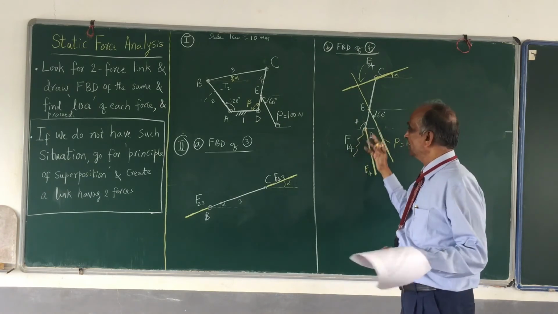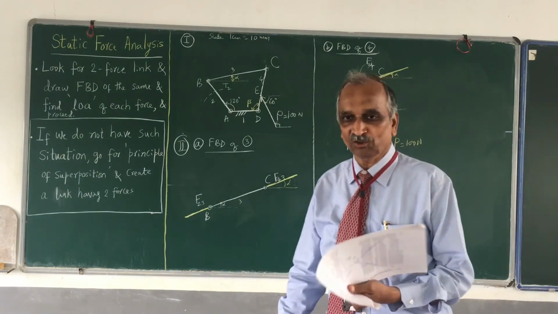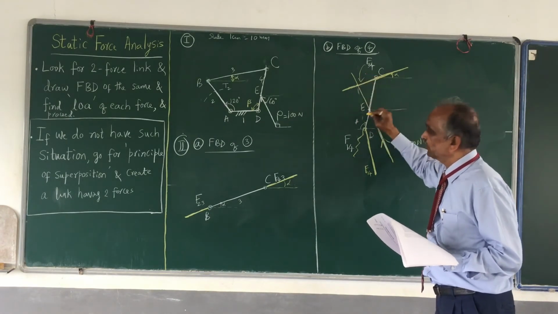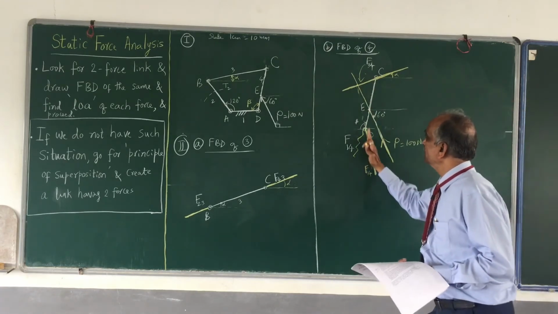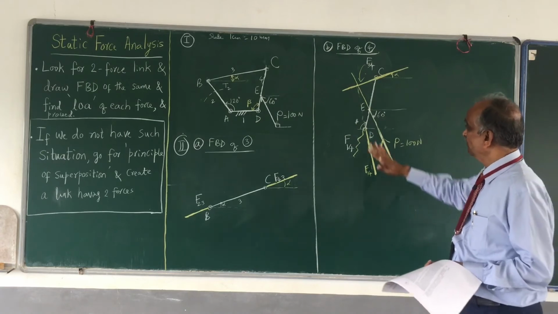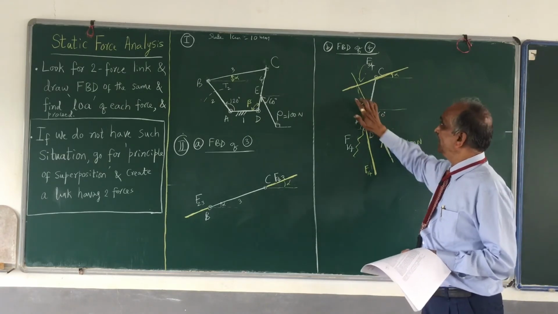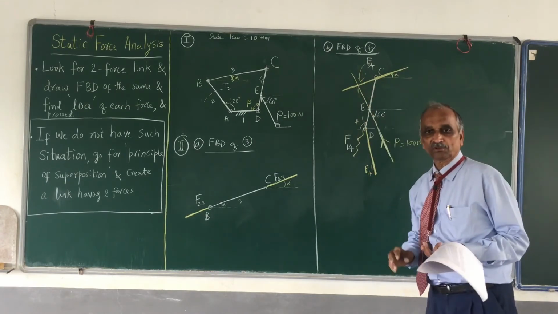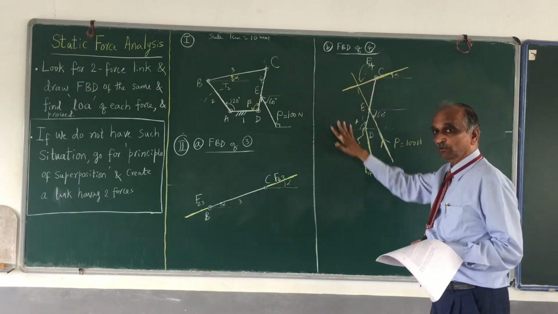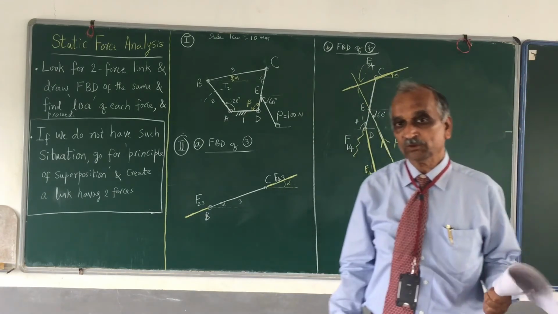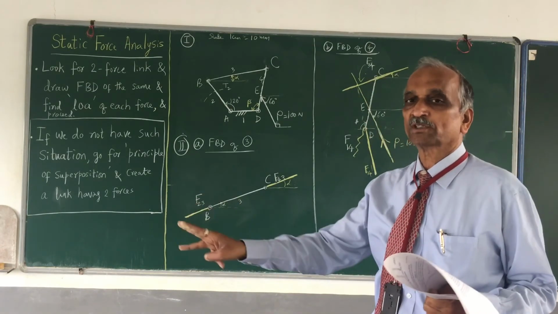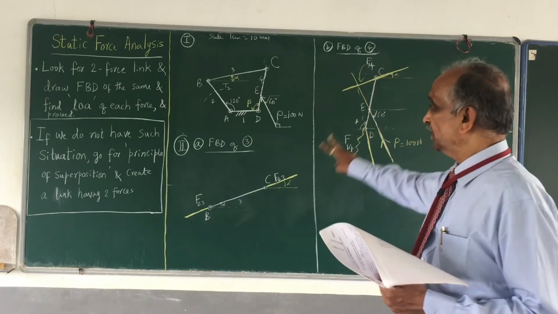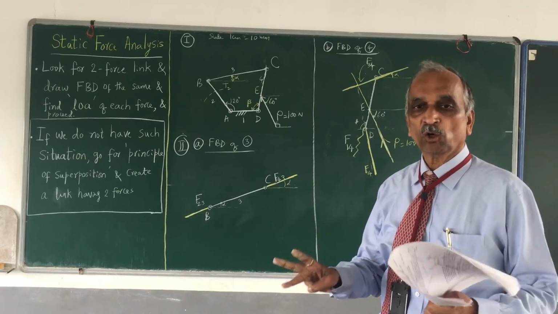That line of action of F14 was not known, but now I know it. If I extend it, it will pass through this point. So now how many forces are there? P, this is the line of action of F34, and this is the line of action of F14. Now what should I do? As I said, I have utilized only one part of the equilibrium condition. What is the other condition? The three forces must have a resultant equal to 0, or in other words, the three forces must form a closed triangle.